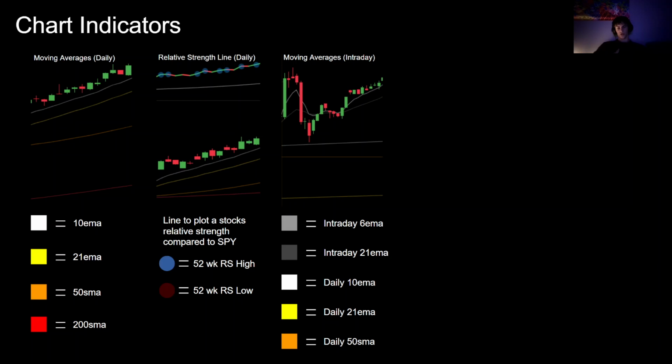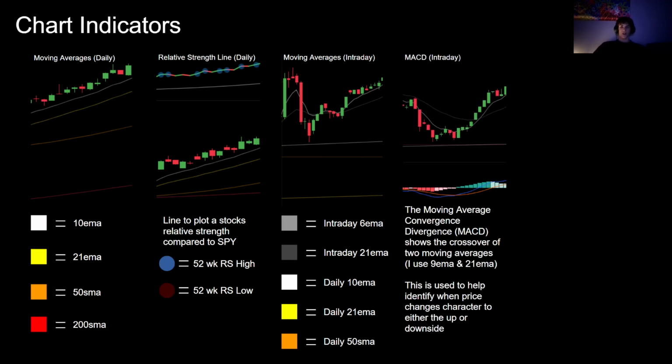And then as for intraday, I use the intraday 6 EMA and the intraday 21 EMA. And then I use the daily 10 EMA and the daily 21 EMA and the daily 50 SMA. So what that means is that the price levels from the daily chart are plotted as straight lines on the intraday chart. So this can really help you identify, if you see a stock that really likes to bounce off of its 10-day moving average and you're watching it intraday, you can really see when that happens. So that can be really helpful for that. And that's sort of a part of the custom indicator.